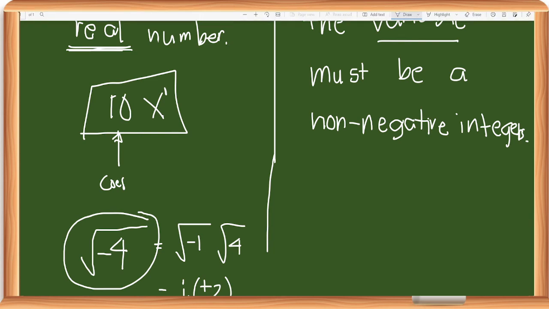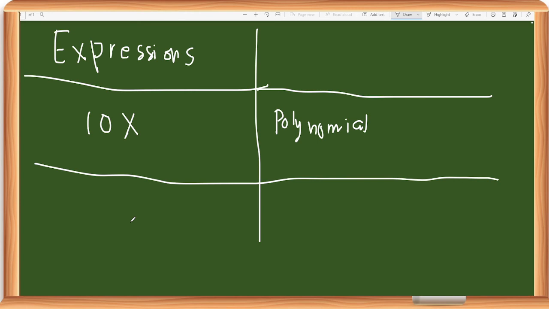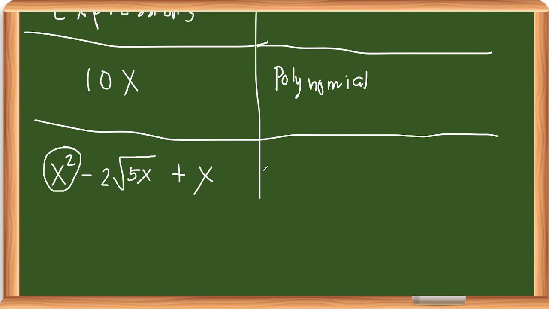Okay? Okay, so let's say for example, we have the expression x squared minus 2 times the square root of 5x plus x. Is this a polynomial or not? Let's go through it one by one. What is the exponent of this variable? 2. Okay, so check. Is the coefficient here a real number? Yes. So, okay, check din yan.